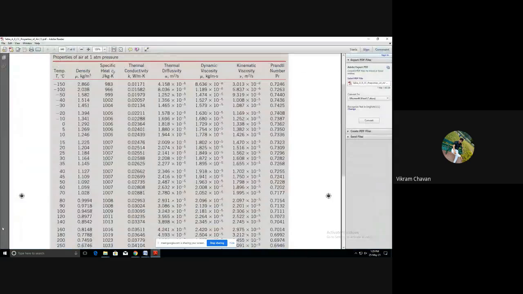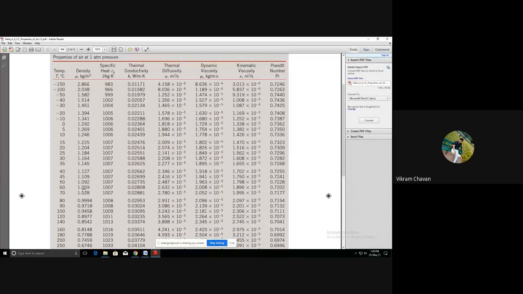You can also download this property table. Directly you can search the air property table at 1 atmospheric pressure, and you will get this particular table. We got the bulk mean temperature as 60 degrees Celsius, so we have to consider the properties of air at 60 degrees Celsius. So check where the 60 degrees Celsius is. I get 60 degrees Celsius here, and I have to consider the properties of air at 60 degrees Celsius.